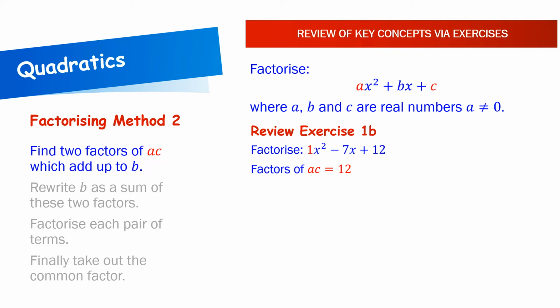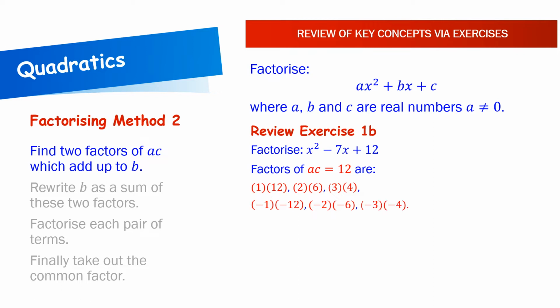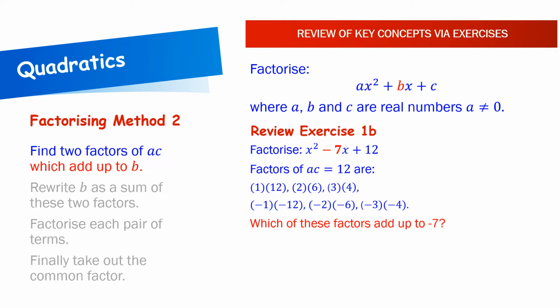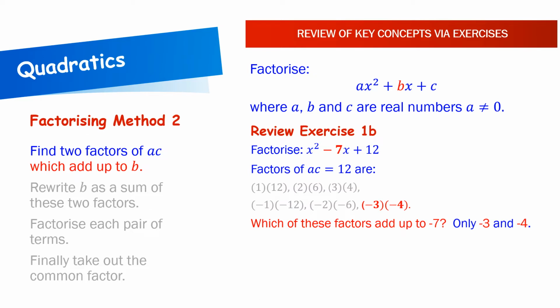Now factors of ac equals 12 are 1 times 12, 2 times 6, 3 times 4, minus 1 times minus 12, minus 2 times minus 6, and minus 3 times minus 4. So which of these factors add up to b equals minus 7? Only minus 3 and minus 4 satisfy this property.